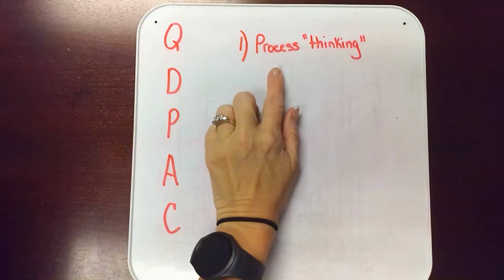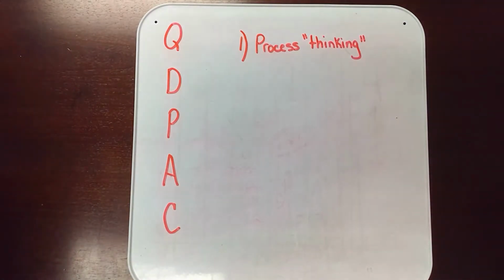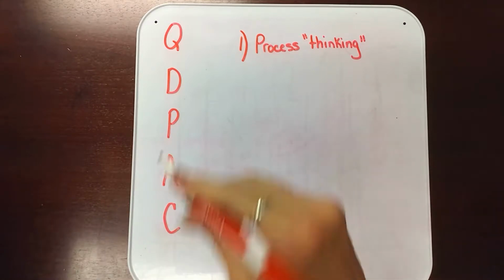Qdpac, this thinking process, can be used on any problem students encounter in or outside of school. It can be used with playground issues. It can be used with science questions, social studies questions, a fight they get in with their little sister. This thinking process can be used throughout the students' lives. Okay, so that is the first way we want students to think about this thinking process.